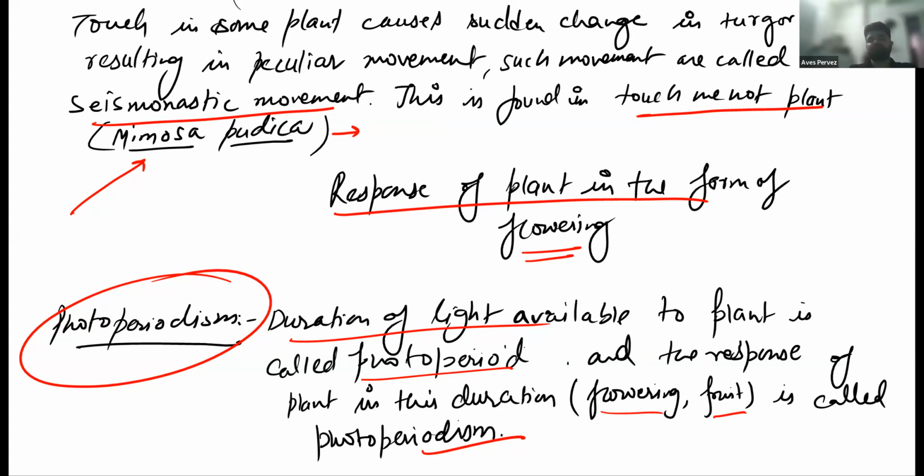Done this? What is photoperiodism? The duration of light given to the plant is called photoperiod, and the response of the plant in that duration of light, in the form of flowering and bearing fruit, is called photoperiodism.